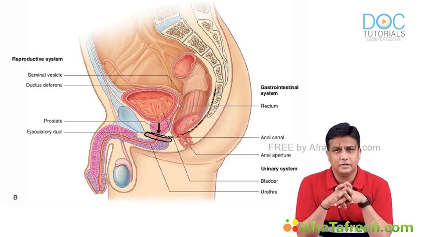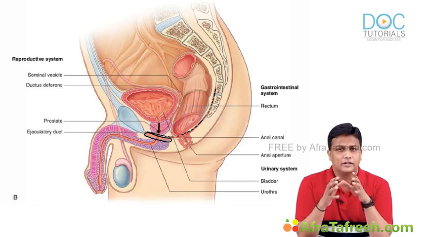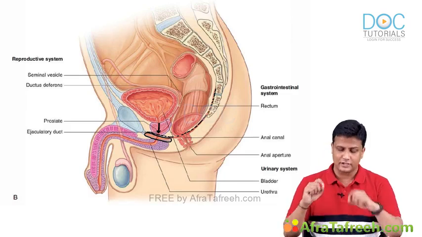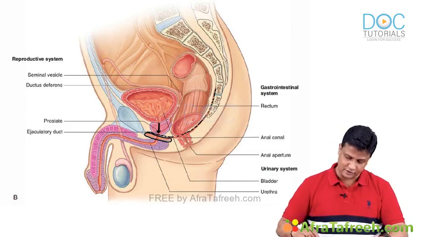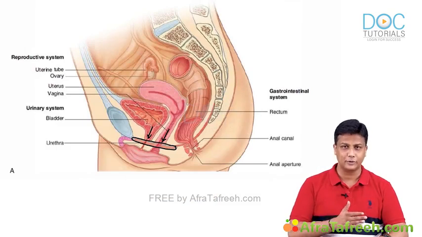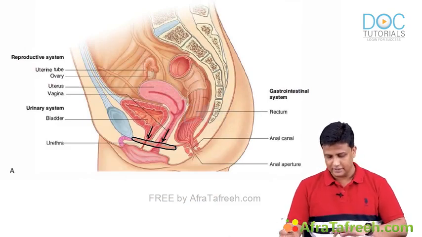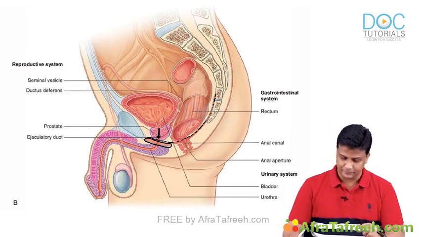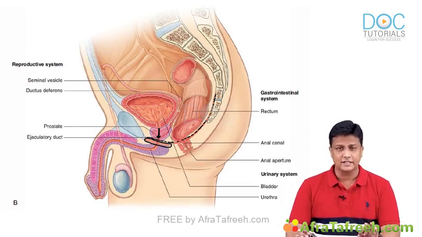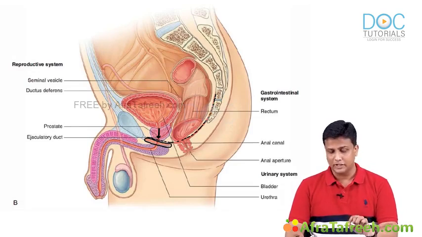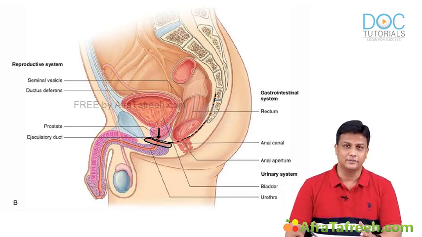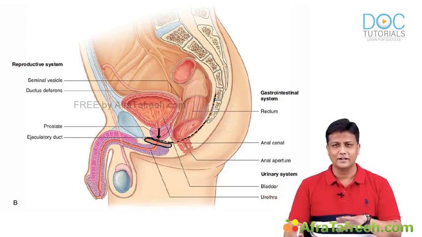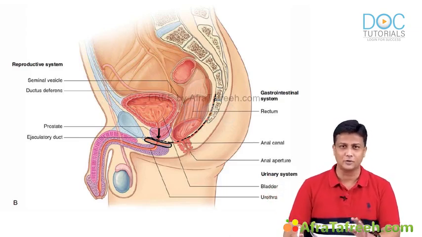Why? Because in males we know very well that the urethra is the common passage for both urine and semen. So the urogenital diaphragm in females has two openings, separate for the urethra and the vagina, whereas in males it has only one opening for the urethra. I think now you have clarity between the pelvic diaphragm and the urogenital diaphragm. The moment you look at this kind of diagram in your exams, I hope you will not get confused.